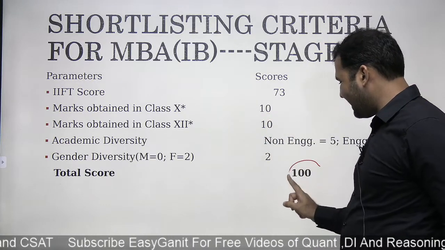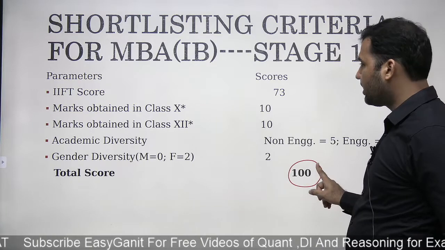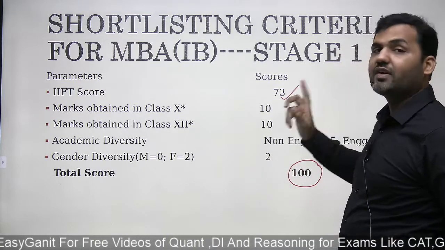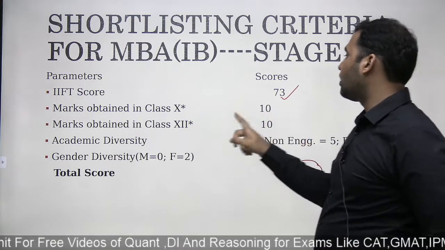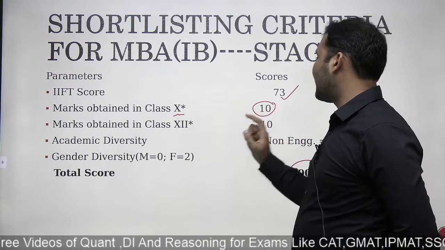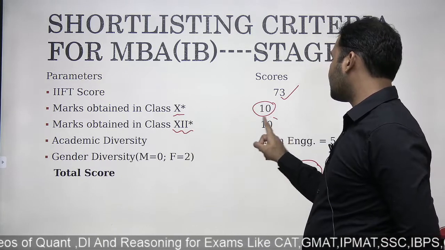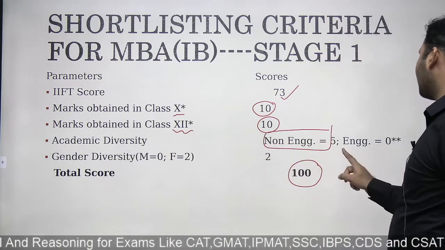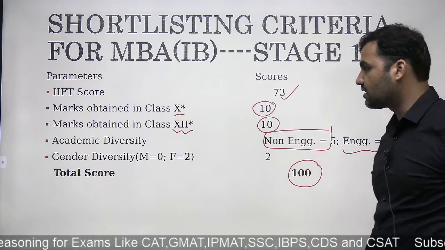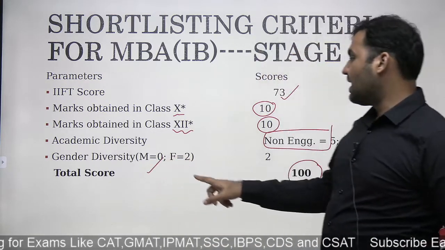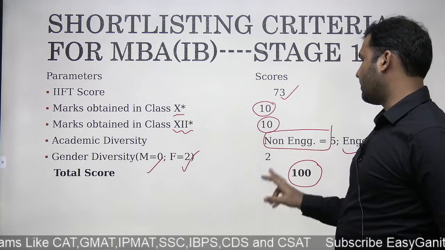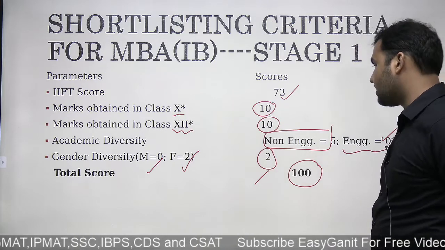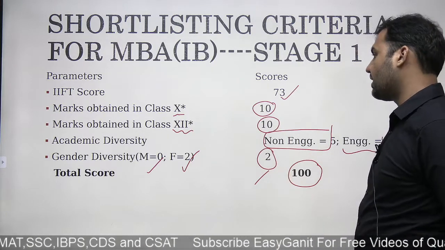If I'm assigning marks out of 100 to a candidate, so whatever your IIFT score will be, its weightage would be 73%. Then marks obtained in class 10 carry 10% weightage, and marks obtained in class 12 carry 10% weightage. Academic diversity: non-engineer 5 marks, engineer 0, unlucky engineers. Gender diversity: male 0, female 2. So if you're female, lucky females, you'll be getting 2 extra marks for this. So this is a 2% weightage of gender diversity.